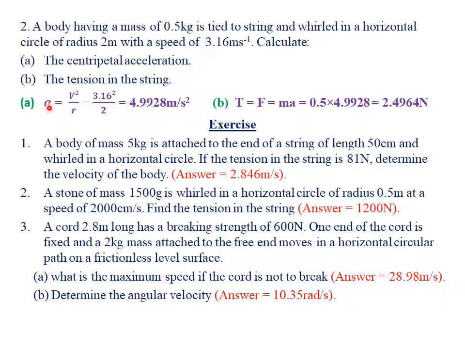So we'll use the formula for centripetal acceleration that uses at least any two of these particular values provided. We know that centripetal acceleration can be given by the square of the linear velocity or the speed divided by the radius of the path, which is made by that particular body which is being whirled. So we take 3.16 meters per second squared, then divide by the radius, 2 meters. 3.16 squared divided by 2, you'll simply obtain 4.9928 meters per second squared as our centripetal acceleration.